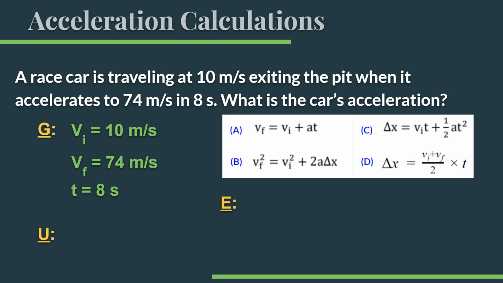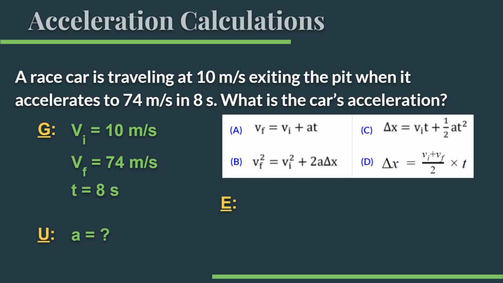Again, when you label them, you also want to glance really quickly at your units to make sure everything is consistent and that you don't need to do a conversion. Right now we're good because we have meters per second and our time is in seconds. Okay, my unknown is what U stands for in my GUESS method. So given, unknown: what am I solving for? What am I trying to find? And it's right here, what is the car's acceleration? So my unknown is acceleration. Obviously, if you want to solve for something, you need to pick an equation that has that variable in it. I can't solve for acceleration if it's not in my formula.